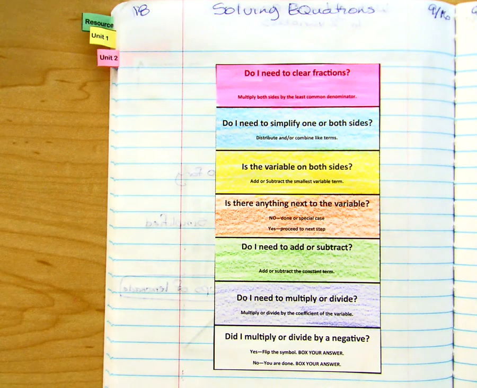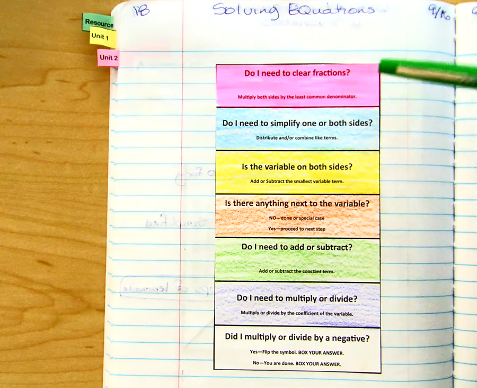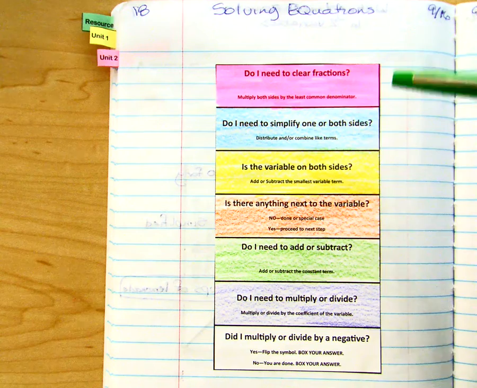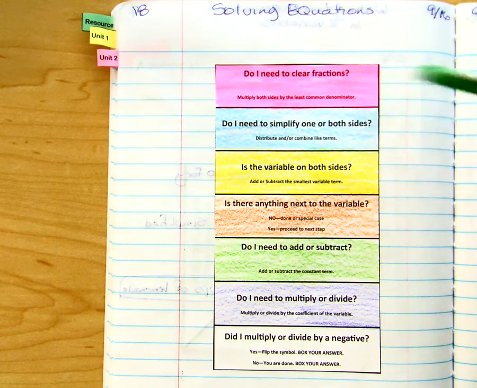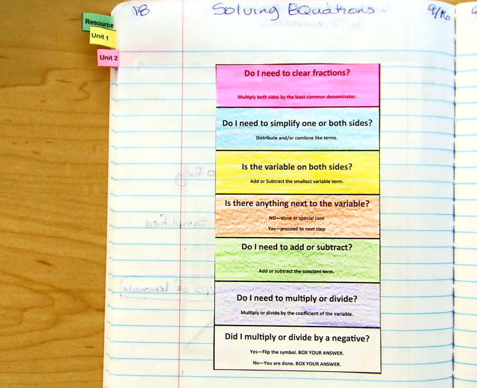Hello, Stings. In this video, we are looking at the questions that we ask ourselves when we are solving equations. So first, we ask ourselves if we need to clear any fractions. If we do, we do that by multiplying both sides of the equation by the least common denominator to eliminate those fractions.